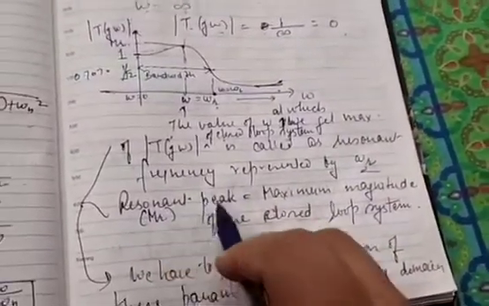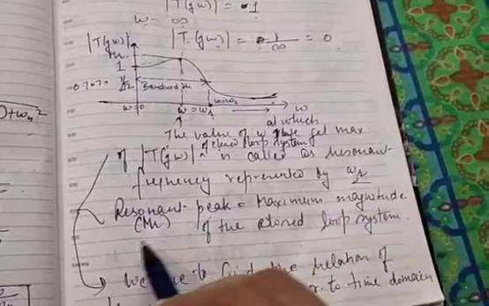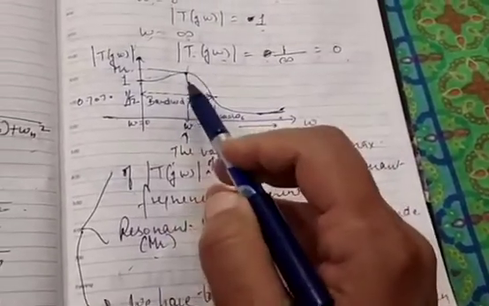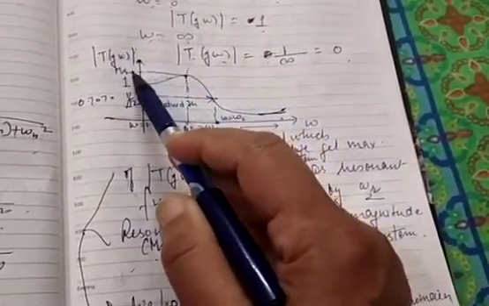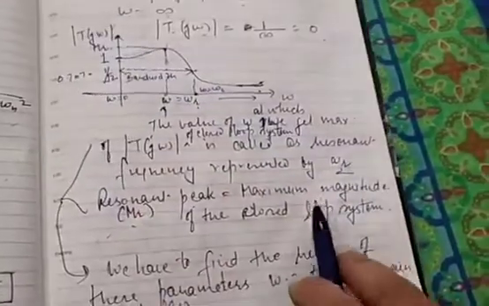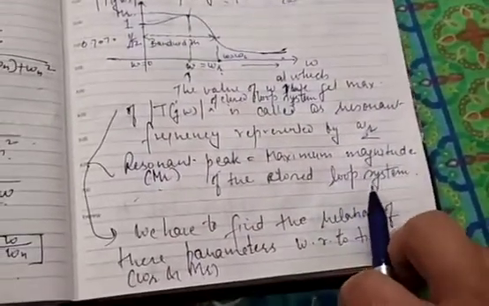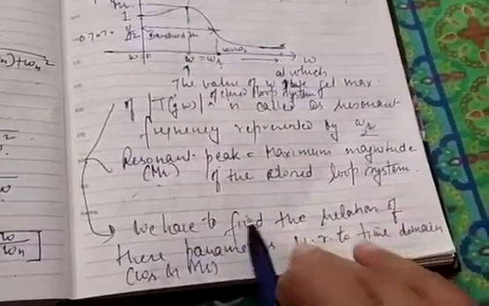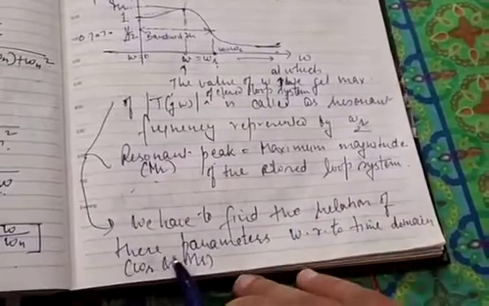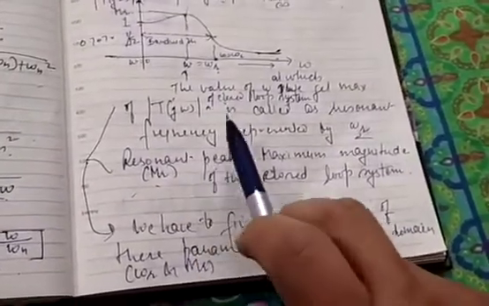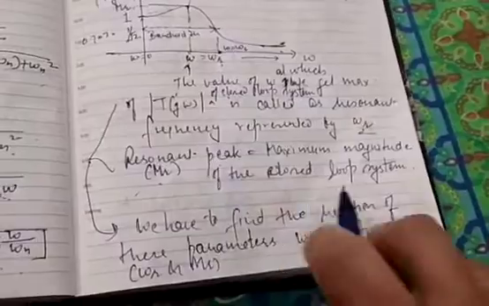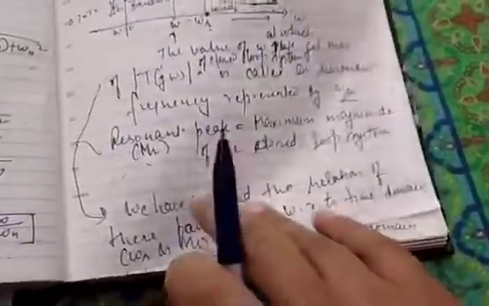Similarly, resonant peak, the maximum magnitude M r of the closed loop system, this maximum magnitude is represented by M r and it is called the resonant peak of the closed loop system. So we have to find out the relation of these parameters. Which parameters? Omega r and M r with respect to time domain.